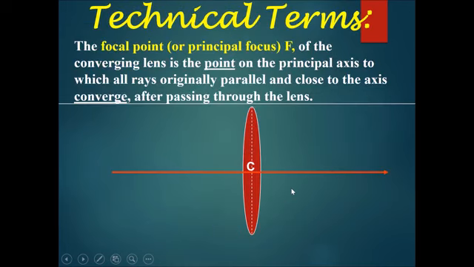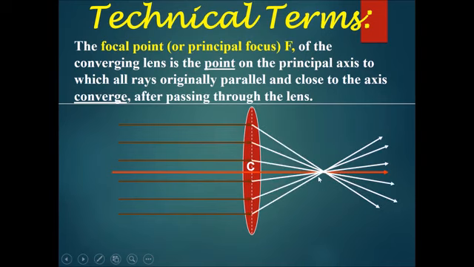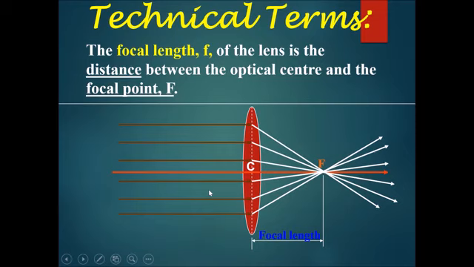Next one is called the focal point. The focal point, or the principal focus F of the converging lens, is the point on the principal axis at which all the rays that are originally parallel and close to the axis, after they pass through the lens, will converge. They will all converge into this point over here, and this is called the focal point. Now the next one is called the focal length. The focal length of the lens is the distance between the optical center and the focal point F. So this length over here is the focal length.